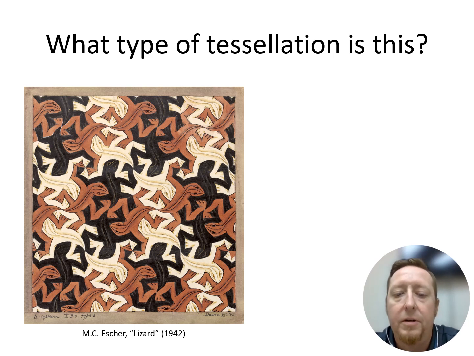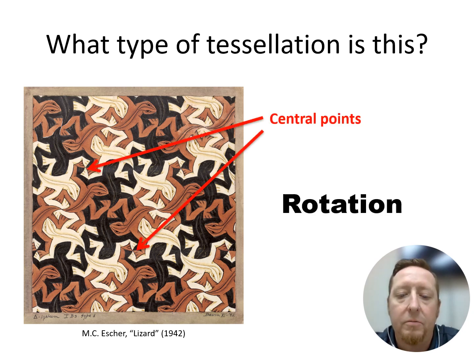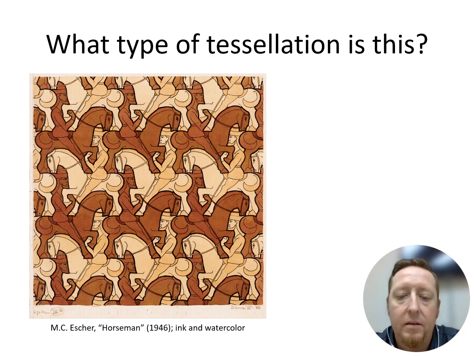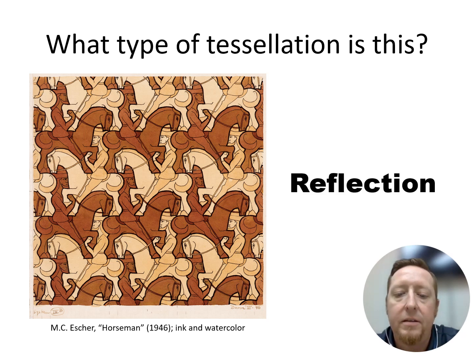Finally, of course, this one is going to be your rotation again with the lizards going around the central point. And this one, reflection, because we're flipping it over. So this guy and the horse is going this way, and then up at the top he's going this way. So we're flipping this over this axis.